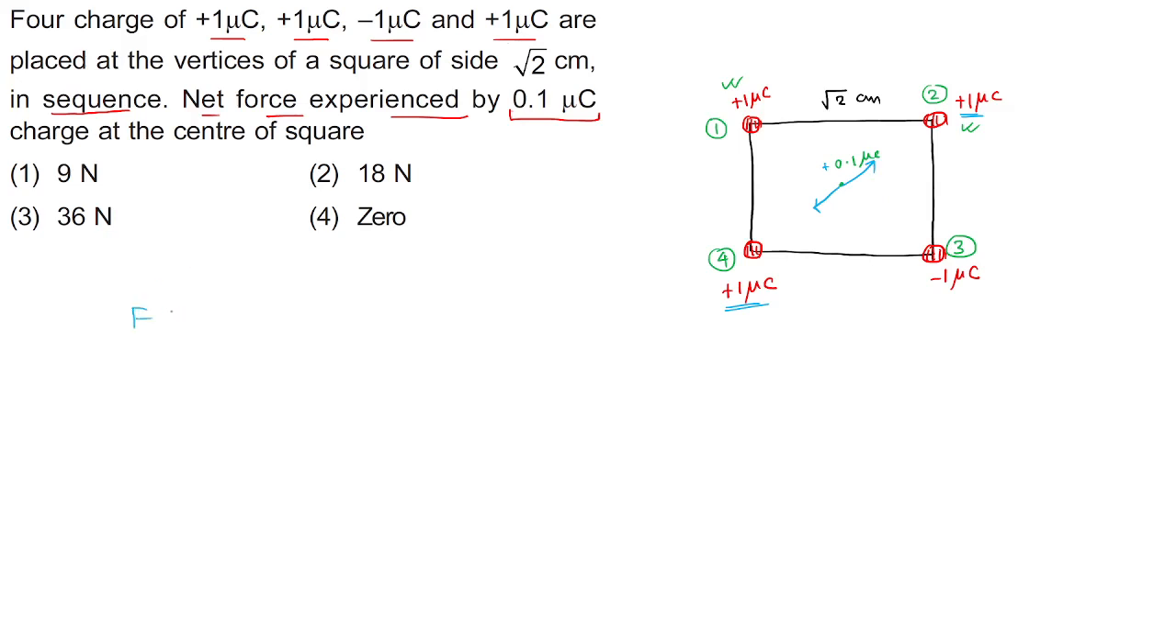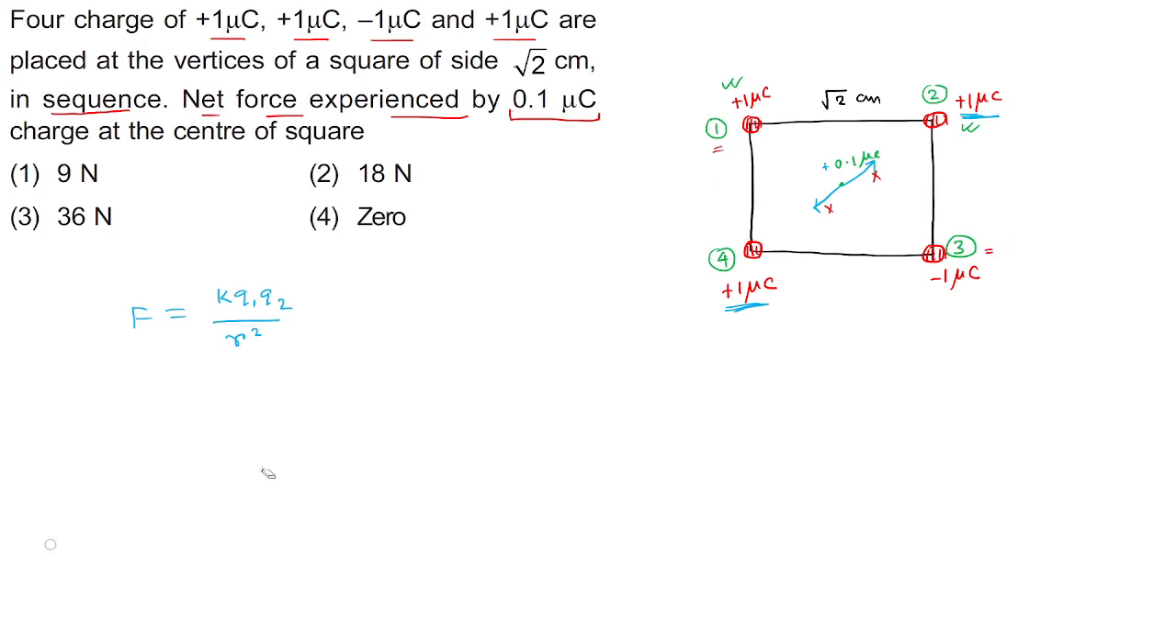Why? The value of the force is k q1 q2 by r square. As charges 2 and 4 are situated at the same distance from the 0.1 microcoulomb charge, and the values of the charges are the same, the magnitudes of the forces are equal and their directions are opposite, so these two forces will cancel out. So we now consider the force exerted by charge 1 and charge 3.